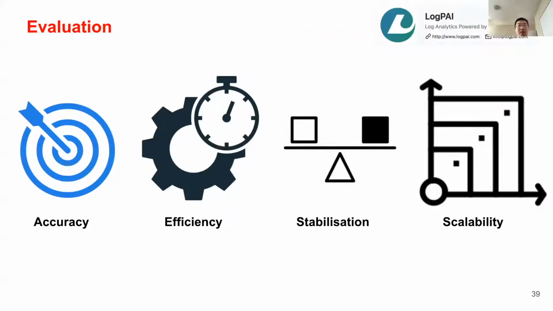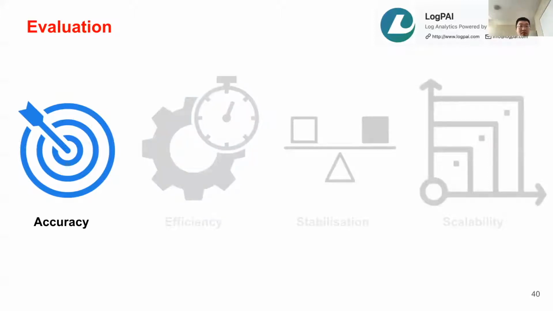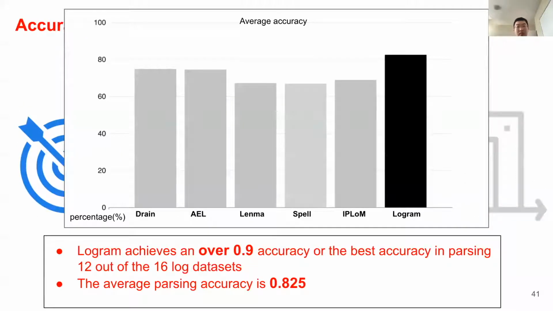For evaluation, we evaluate Logram with 16 datasets from LogPai on 4 aspects: accuracy, efficiency, stabilization, and scalability. First, accuracy. Here we show the average parsing accuracy of Logram and other log parsing tools. The average parsing accuracy for Logram is 0.825, which achieved the best average accuracy among the log parsers.